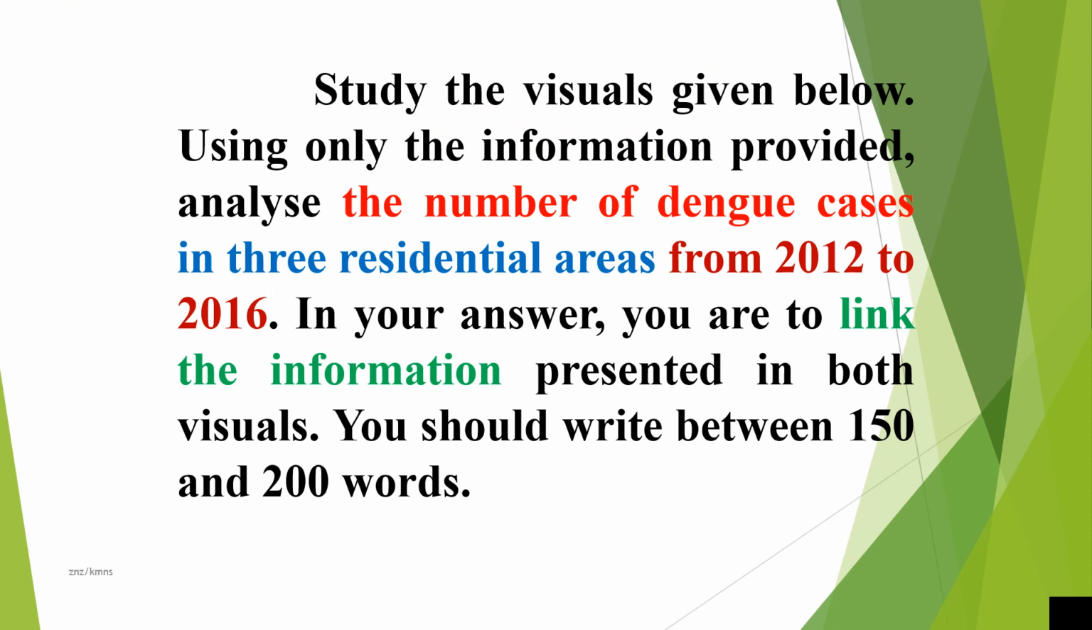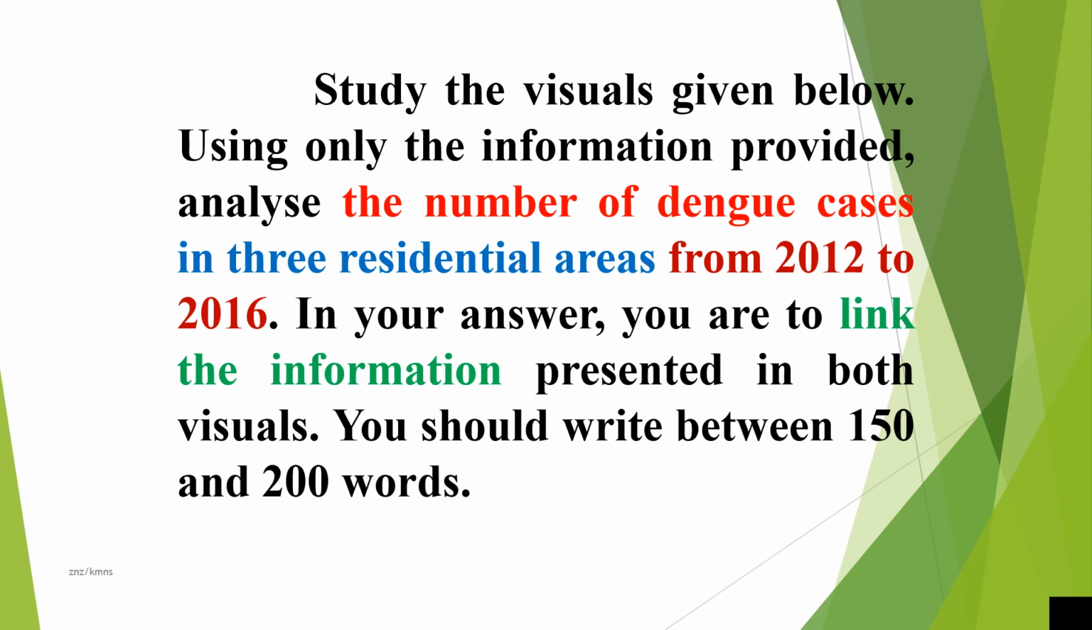Okay, the first thing that you have to do is to read the question. This is a question. Study the visuals given below. Using only the information provided, analyze the number of dengue cases in 3 residential areas from 2012 to 2016. In your answer, you are to link the information presented in both visuals. You should write between 150 and 200 words.